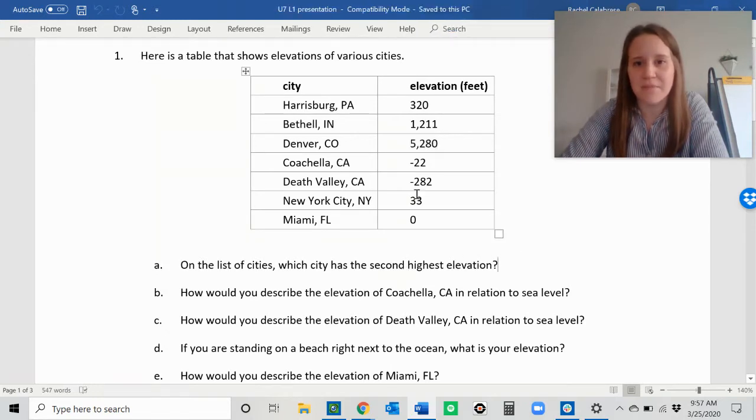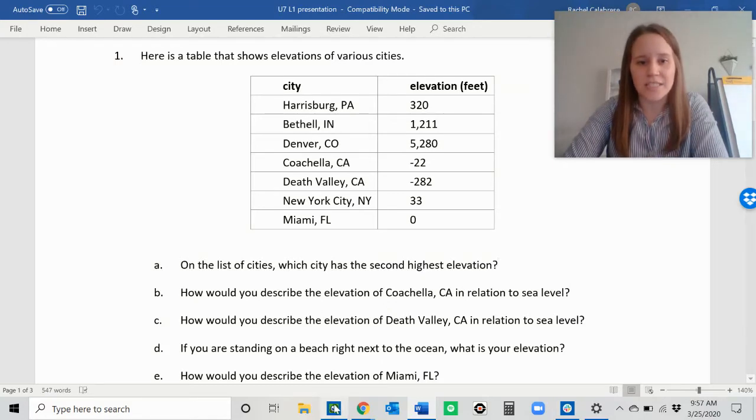All right, and then I've got some negative elevations here as well. We're going to be talking a lot about these positive and negative elevations today. All right, here's what I want you to do. I want you to take the next 4 minutes and answer these 5 questions. I'm going to set myself a timer for 4 minutes. I'm going to do these with you. And after 4 minutes, we'll come back together and review the answers.